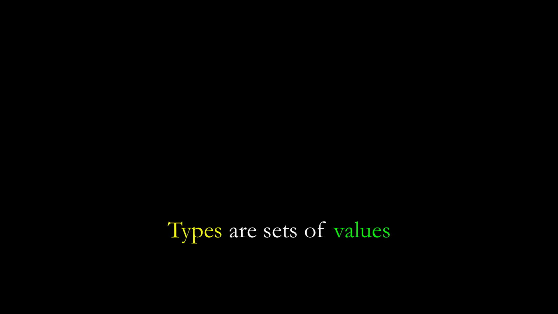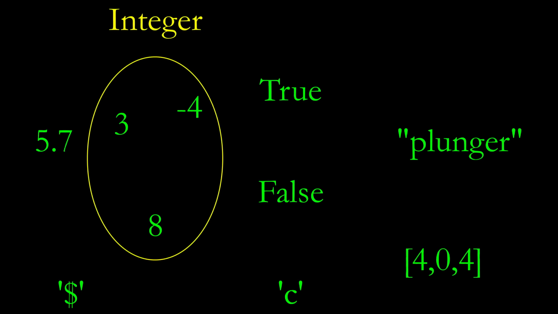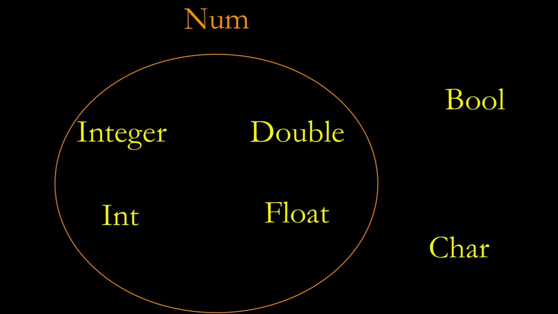Haskell's type system is much easier to understand once you realize that types are sets of values and type classes are sets of types. For example, the type Integer includes values like 3 and 8. The type class Num includes the types Integer and Double.